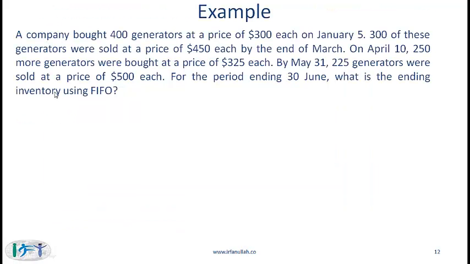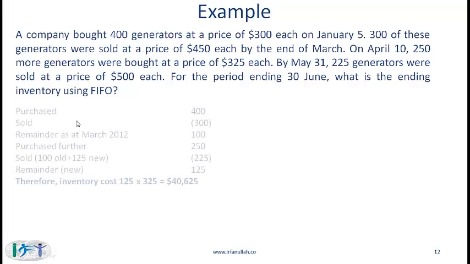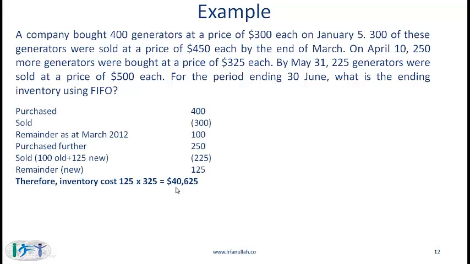Try to solve this problem now and pause the video, come up with your answer before you look at the solution. Here is what you should come up with. The ending inventory should be 125, that's the number of units, times 325, which was your price at which you bought the second batch.